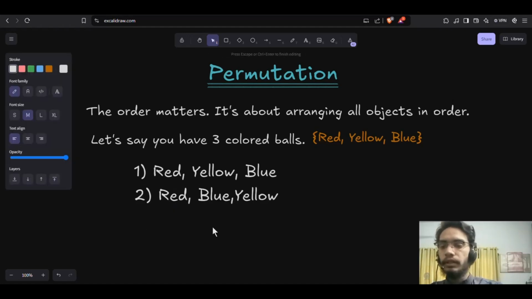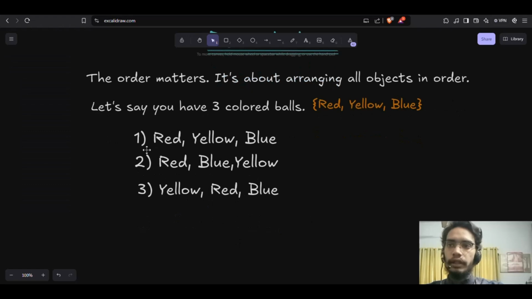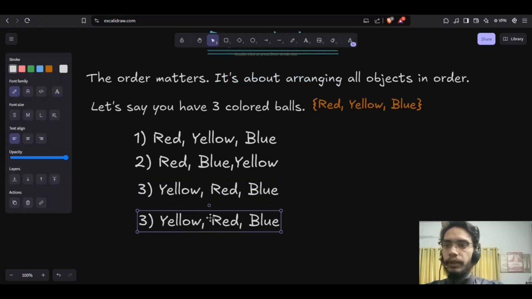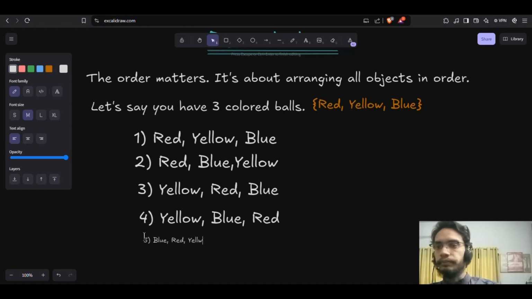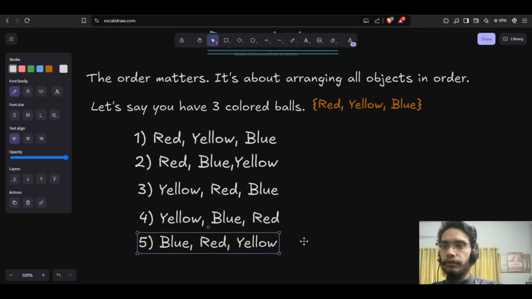In a third arrangement, you can take yellow first, then red, then blue. So this would be your third arrangement. In a fourth arrangement, you would take blue first and then red, then yellow. So this would be your fourth arrangement. And this would be your fifth arrangement.